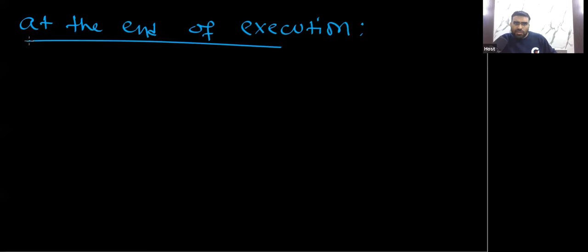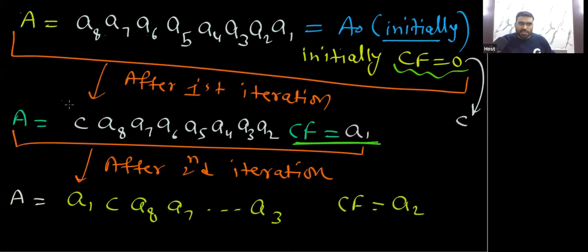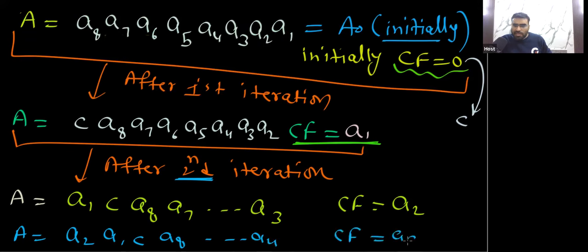At the end of execution, what will happen? What will be the value of A? You can easily see. After the second iteration, you have A1 here. In the next iteration, you will have A2 here. After the third iteration, you will have A2, A1, C, A8, and so on, A4. And the carry flag will have A3. Is this clear?